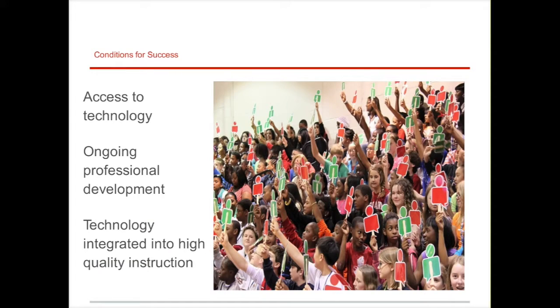So the conditions for success we've already looked at. Obviously, you've got to have access to the technology for technology integration to happen. You've got to have ongoing professional development, and you need to have that technology integrated into high-quality instruction. And continue to look at those conditions of success as you move throughout your implementation.